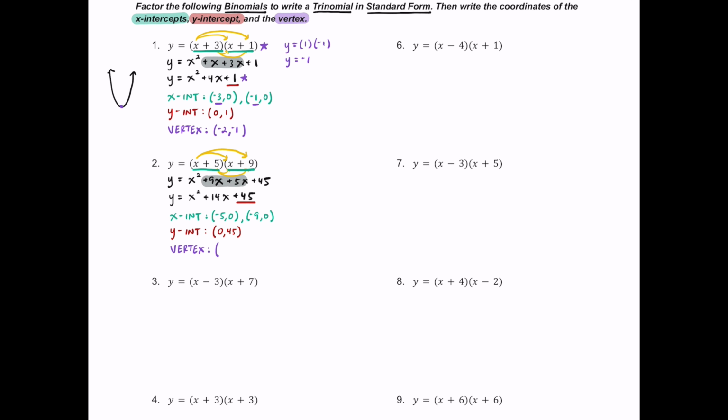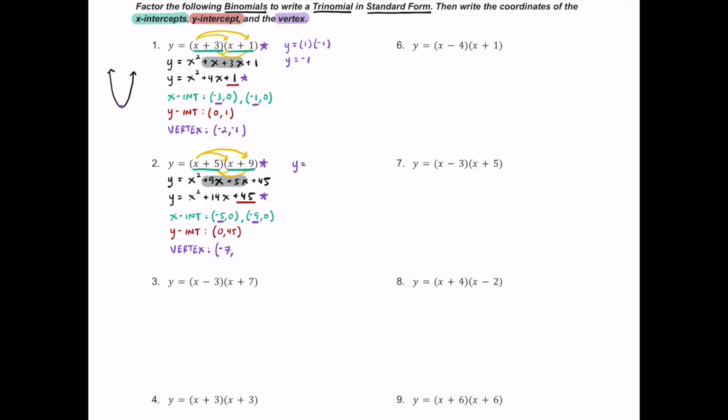Finally, for the vertex, remember it is going to be halfway between the two x-intercepts. So what number is halfway between -5 and -9? That's going to be -7. Okay, and we can use that number to figure out how high or how low that's going to be. Again, you can use the factored form here, or the trinomial or standard form. Again, my preference is to use the factored form here.